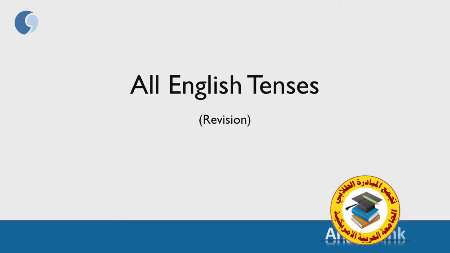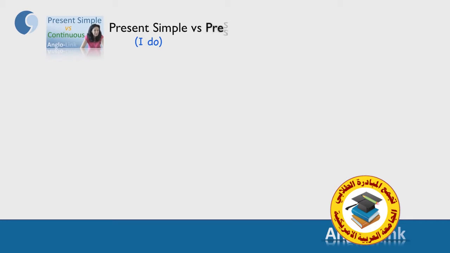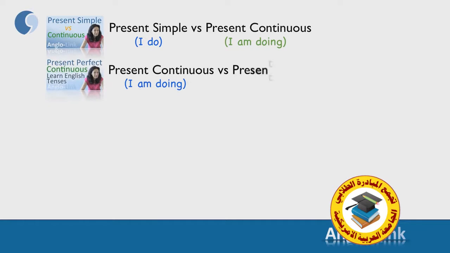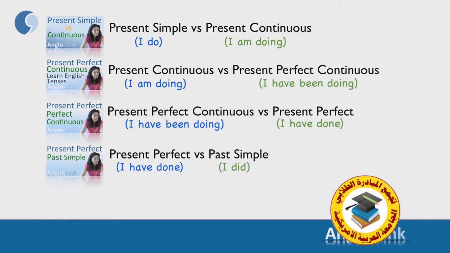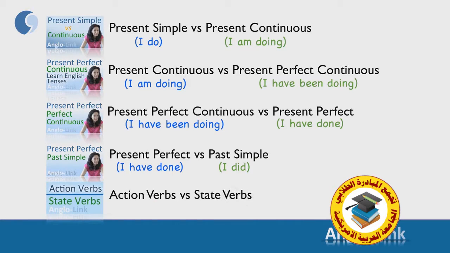So, just to remind you, in the first video, we looked at the difference between I do and I'm doing. Then we looked at the difference between I'm doing and I have been doing. In the third video, we looked at I have been doing and I have done. And then we moved on to the difference between I have done and I did. In my 5th lesson, we looked at action verbs and state verbs.